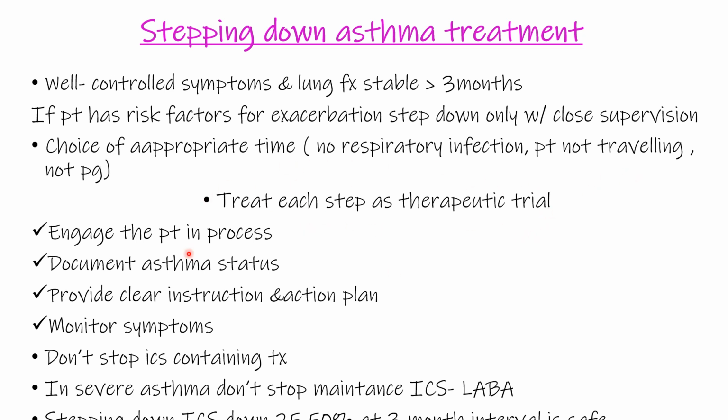So in each step, you have to engage the patient in the process. You have to document asthma status. You have to provide clear instruction and action plan and monitor symptoms. If there's something you don't forget, even in this, do not stop ICS-containing treatment. And in severe asthma, do not stop ICS-LABA. So stepping down ICS, that is 25 to 50 at 3-month interval. At 3-month interval is safe.